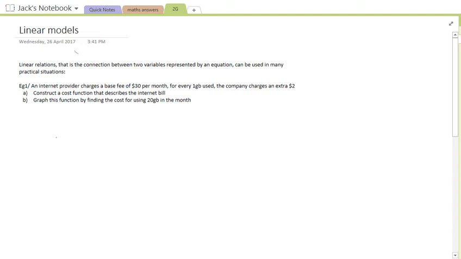Alright guys, so today we're going to look at linear models, which lines up with exercise 2G of your textbook. Up till now we've been looking at linear relationships, which is the relationship between x and y, which we've been looking at in equations. This can be used in a number of different practical applications, which we're going to look at now through a couple of examples.